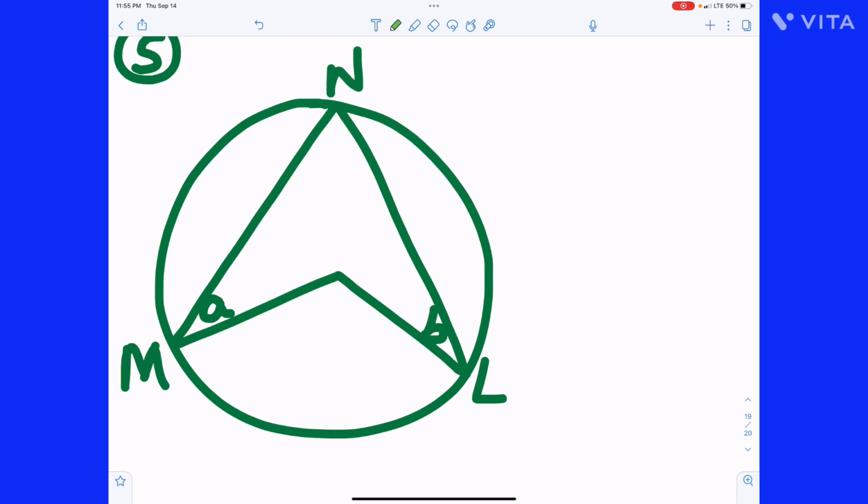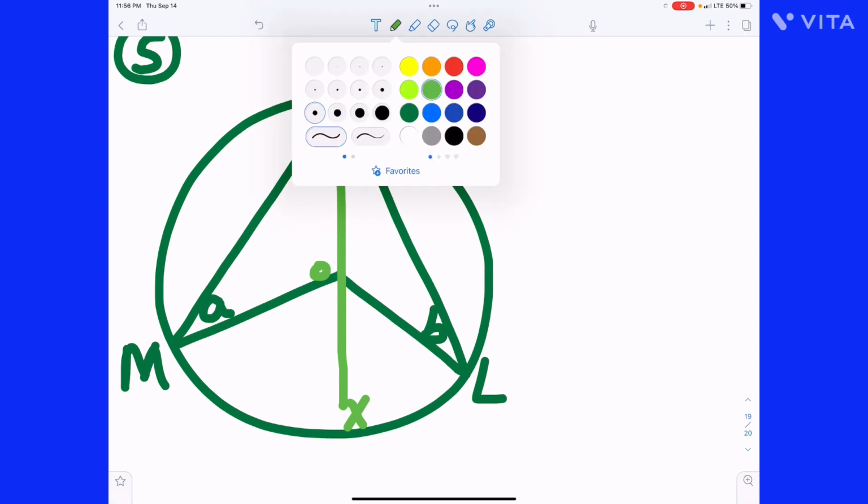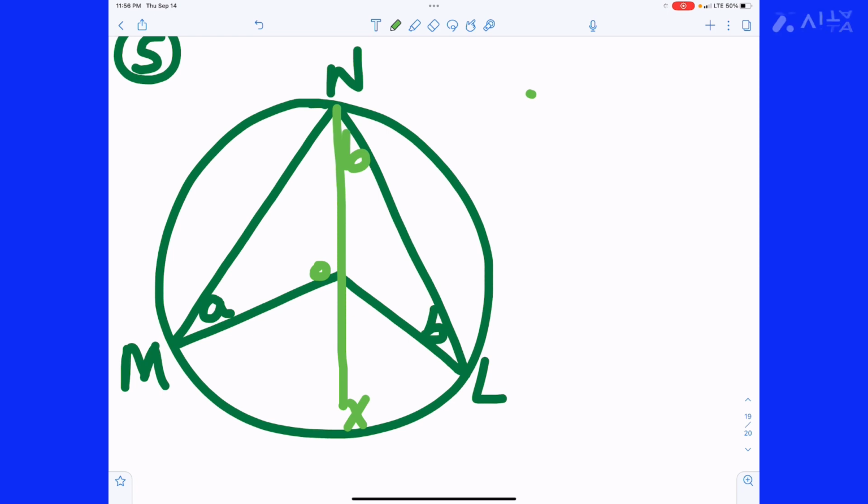So let's add to the construction and call this place X. So very easy. If this is B, this place too will be B, base angles. If this is A, this place too is A, base angles. So this is A also.